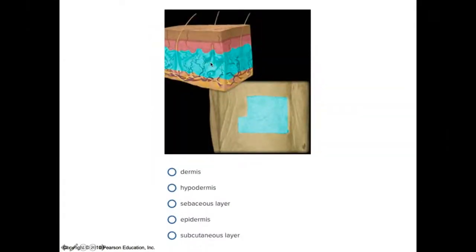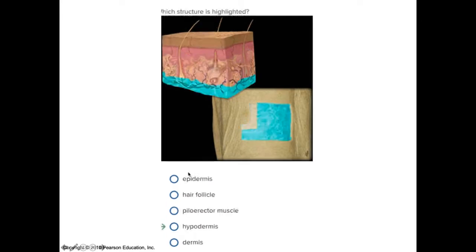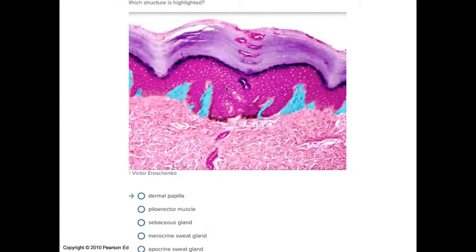What's the highlighted section here? This is epidermis. The highlighted one is now dermis. The deepest part, hypodermis or subcutaneous. They're interchangeable terms. And then the highlighted here, this is involved in giving you the fingerprint. Those are the dermal papillae.